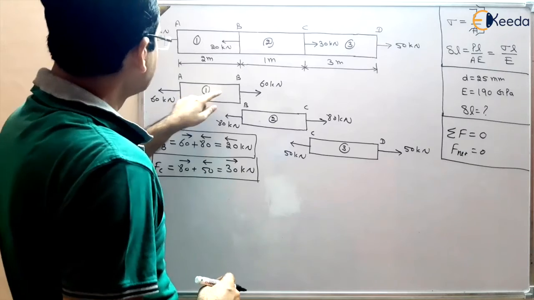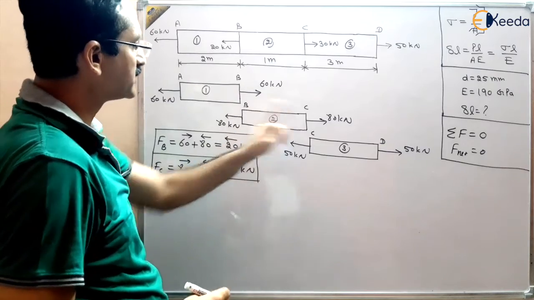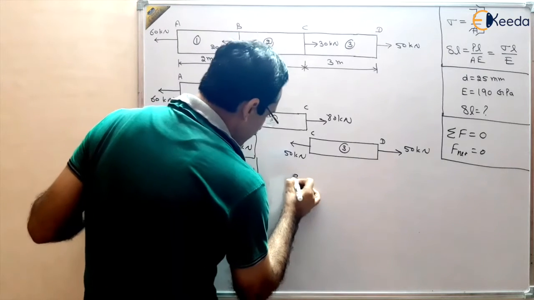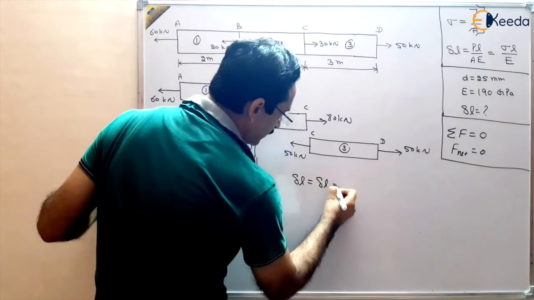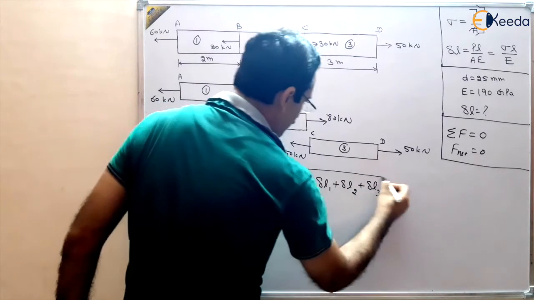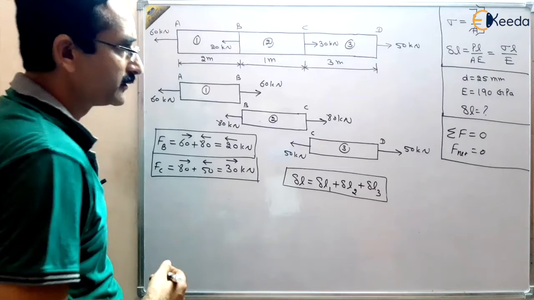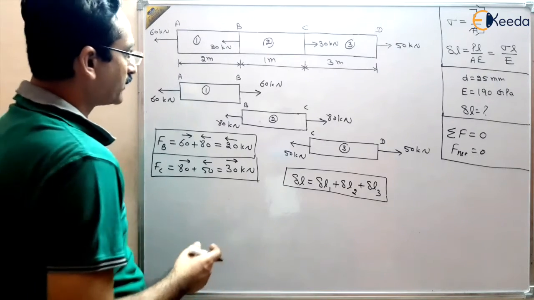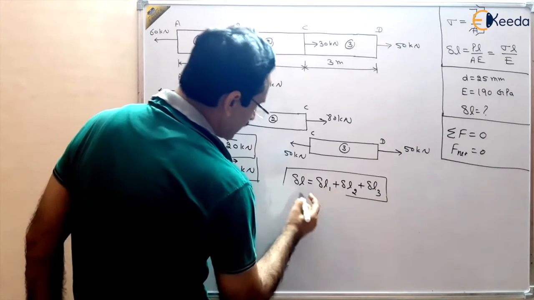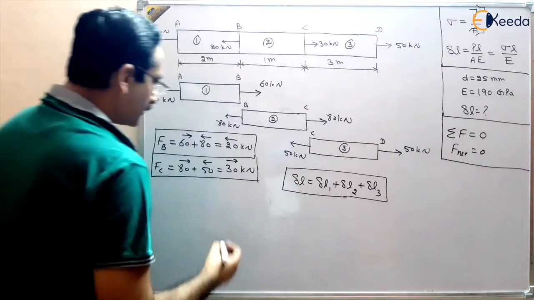So all the forces are tensile. AB tensile force is 60 kilonewton, BC tensile force 80 kilonewton, CD tensile load 50 kilonewton, right? Apply the principle of superposition that delta L must be equal to delta L in 1 plus delta L in 2 plus delta L in 3. So we can apply this formula and find the total change in length of the bar. There is elongation of the bar, increase in length, because all are tensile, right? So for tensile we can use the positive sign convention, and for compressive the negative sign, right? So what will be delta L?